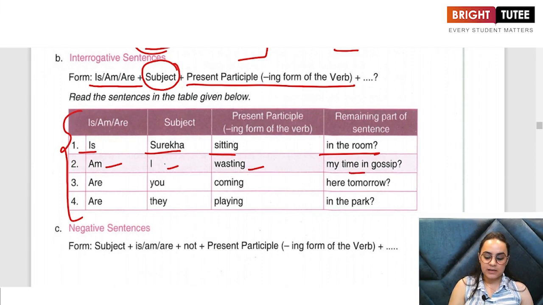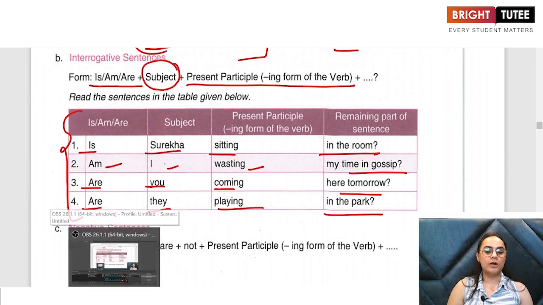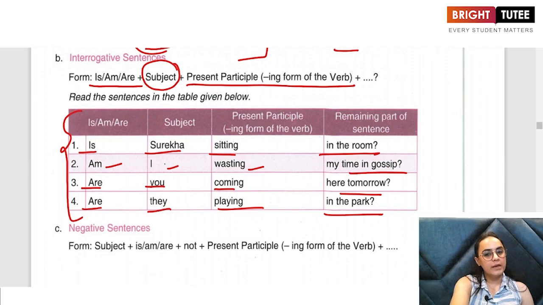Am I wasting my time in gossip? Are you coming here tomorrow? Are they playing in the park? And so on. So when we talk about the interrogative sentence, we always talk about the helping verb occupying the first position, then the subject, the ing form of the verb, and the rest of the sentence.